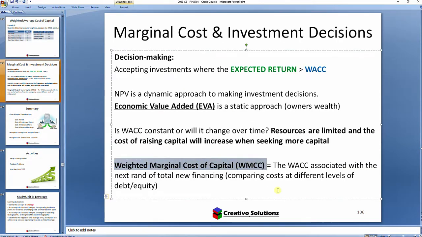That's why I went to that diagram, because at some point, remember it's a rand for rand basis. We're comparing costs at all the different levels of financing. The more money you want to raise, the more pricey it's going to be. At some point, money becomes so expensive to raise that you're going to stop raising capital and you're going to say, no, no more capital. We're going to stop accepting projects. We're going to stop buying assets.